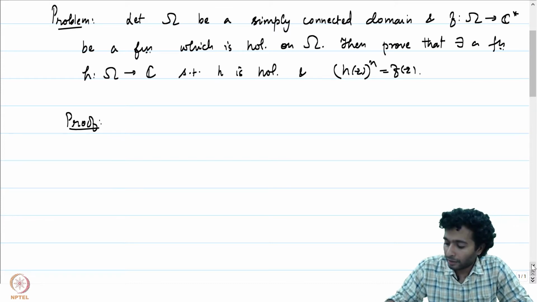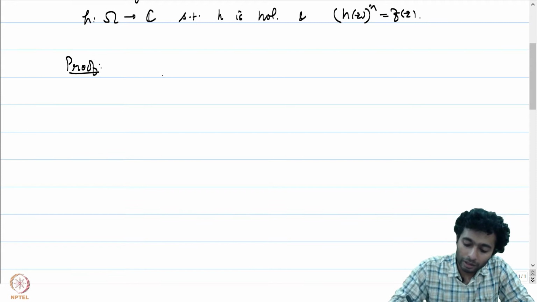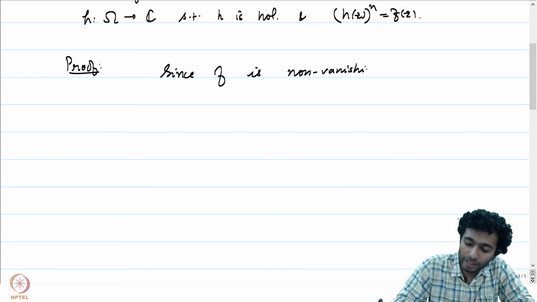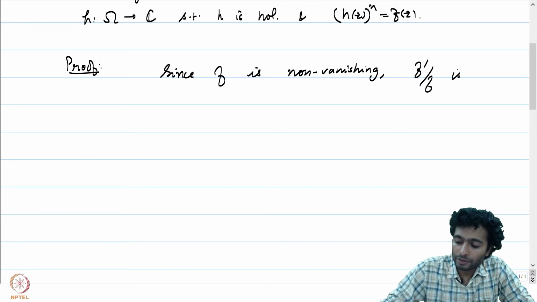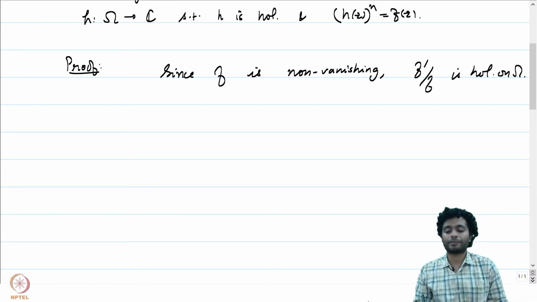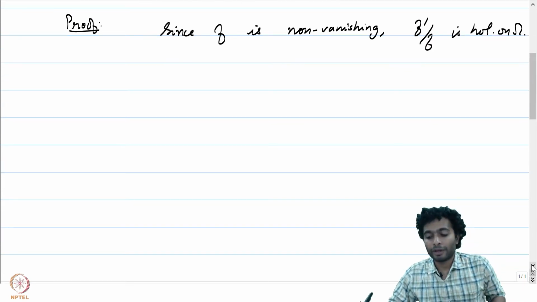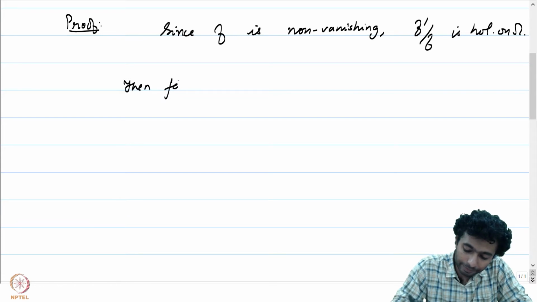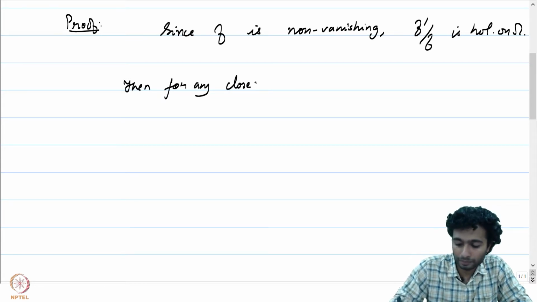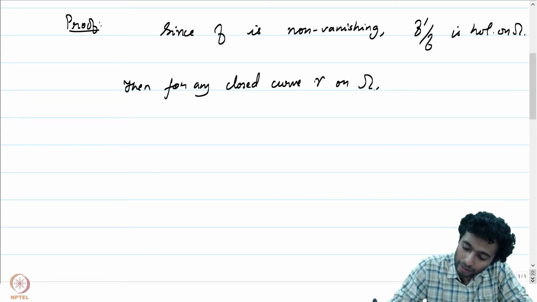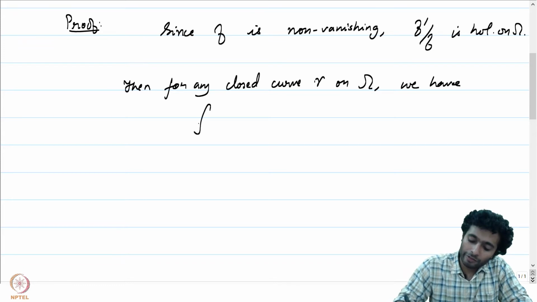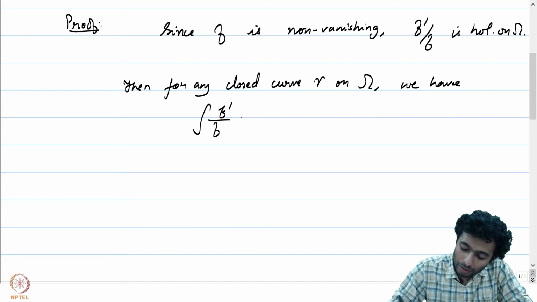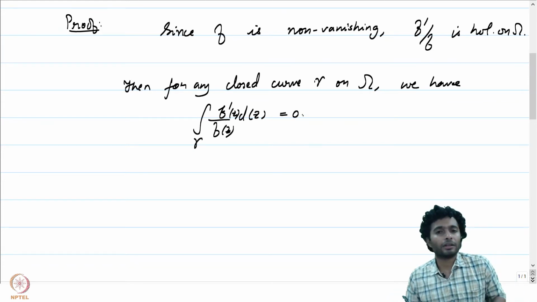So let's just recall what we had done earlier, some time back, when we proved Cauchy's theorem. The first observation is that since f is non-vanishing, because f takes values in C star, f prime by f is holomorphic on omega. Now f prime by f being holomorphic on omega and omega being simply connected, for any closed curve gamma in omega, the integral of f prime over f over gamma is equal to 0. This is by Cauchy's theorem.